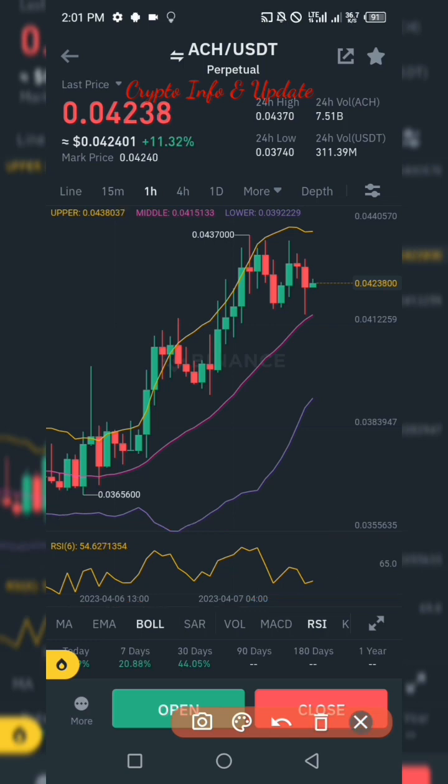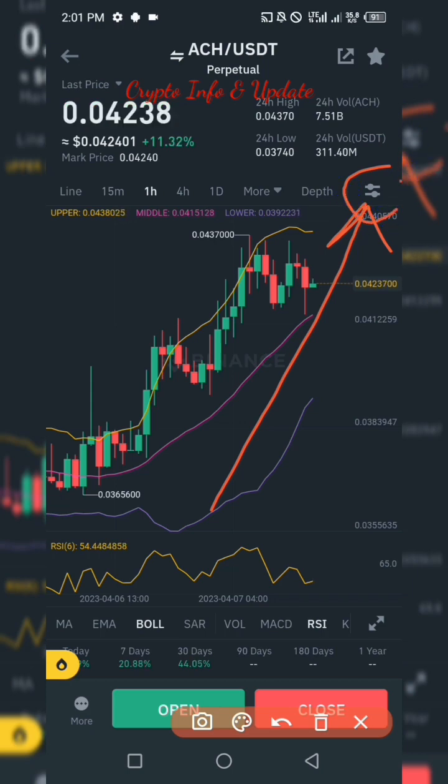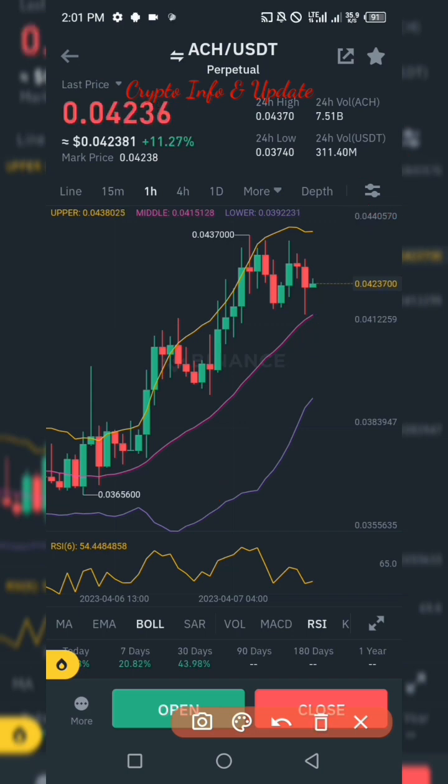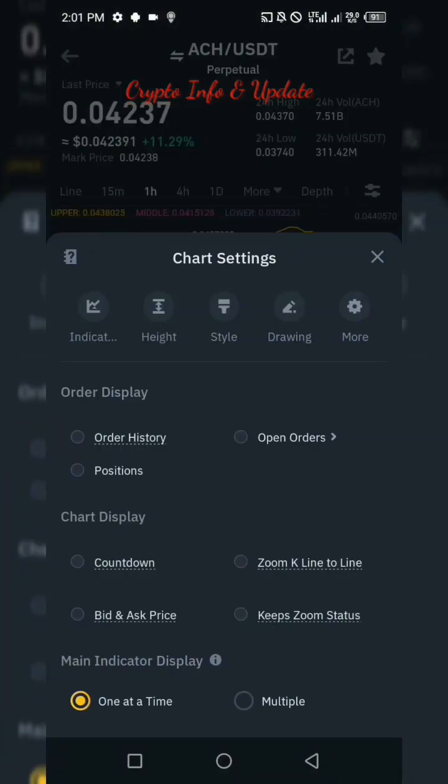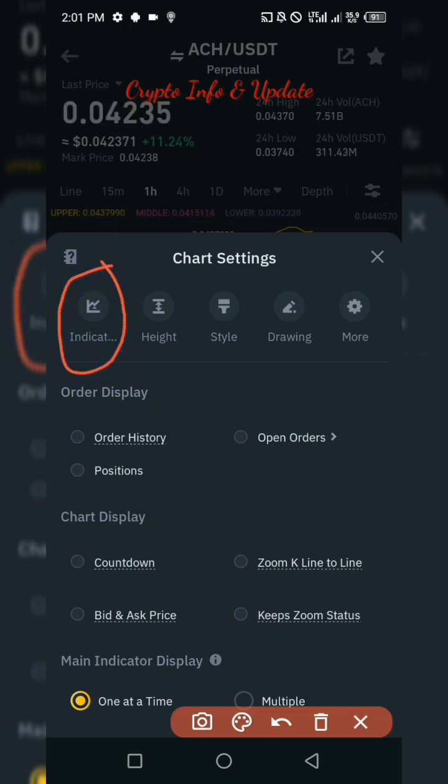All right, so next let's click here first and check out a few things. Click on that icon at the top right-hand side, then click on indicator, this one at your left. Click on indicator.